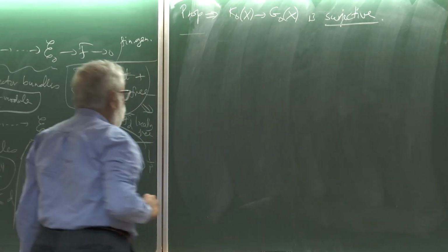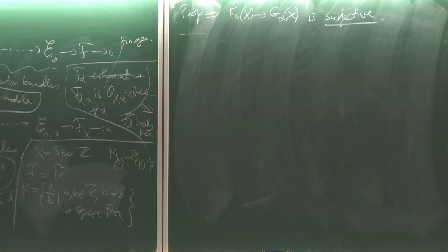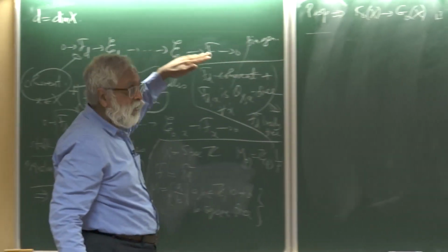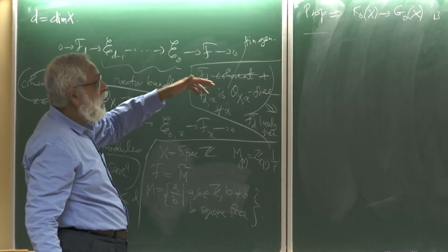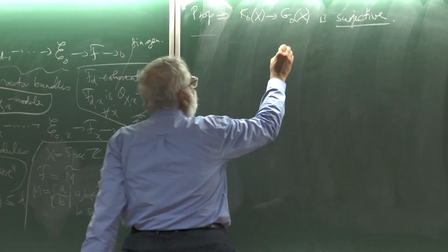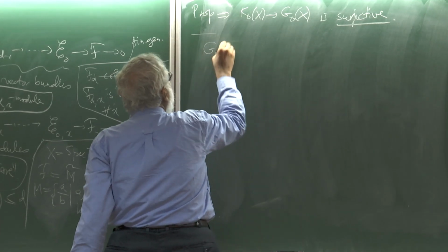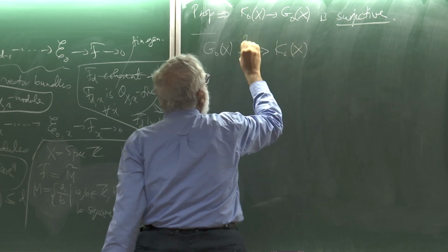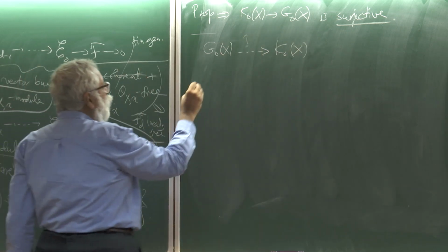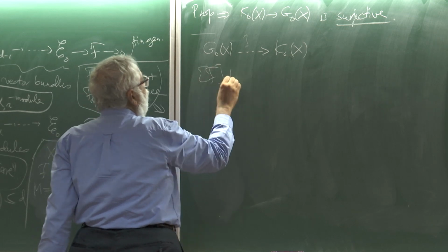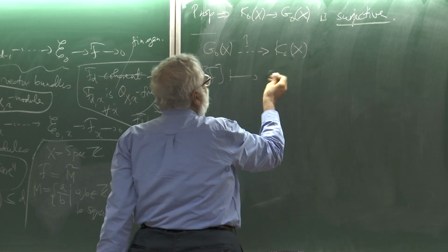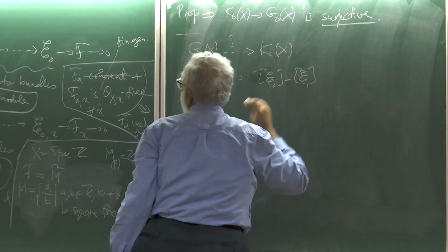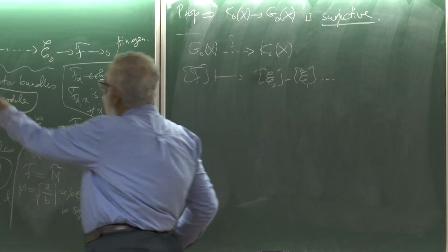Now I want to actually say it's an isomorphism, so I want to go the other way. It's natural to try and do something like this. Start with an F, a generator, just choose a resolution and then attempt to map. So what about G_0(X) in the other direction? I'd like to start with an F and send it to the class of E_0 minus the class of E_1 and so on, where I choose such a resolution.